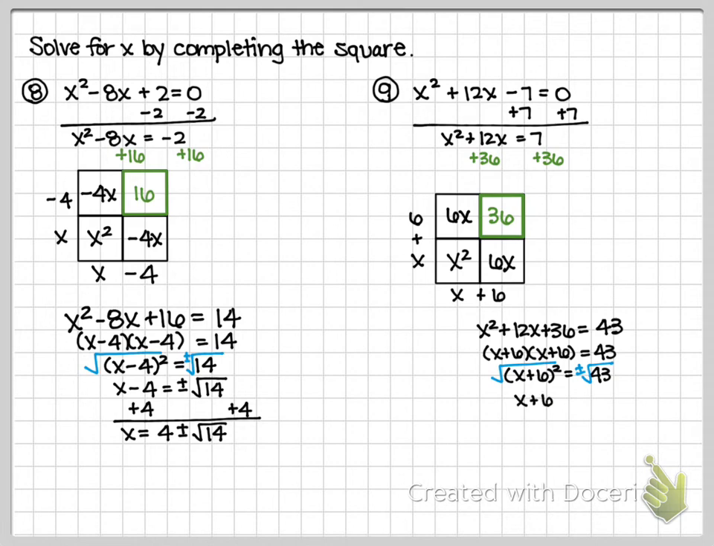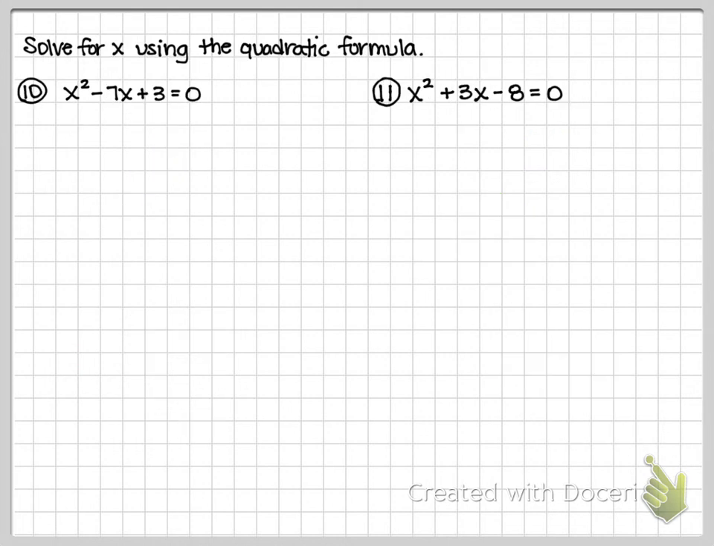So the square root, and then the parentheses are no longer necessary. Plus or minus, I don't know what the square root of 43 is without a calculator, so I'm going to leave it as it is. Minus the 6 to the other side. I'm going to get x is equal to negative 6 plus or minus the square root of 43. Again, if I had a calculator or needed to do approximate solutions, I would grab my calculator to type them into two separate things.